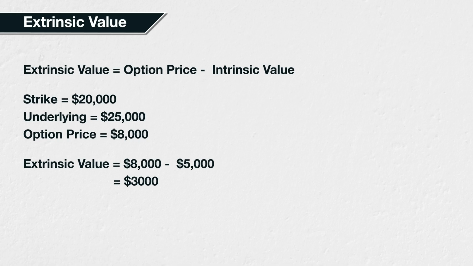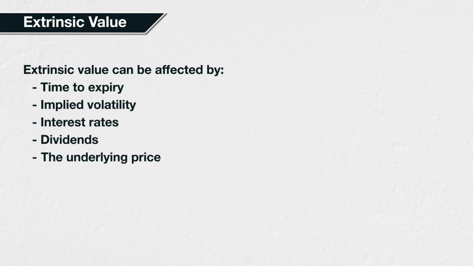We now know how to calculate both intrinsic and extrinsic value, but we still haven't yet talked about what factors affect the extrinsic value. Intrinsic value is determined by how far in the money the option is, and is therefore not affected by any other parameters. Extrinsic value, though, can be affected by the time to expiry, implied volatility, risk-free interest rates, dividends, and where the underlying price is relative to the strike price.